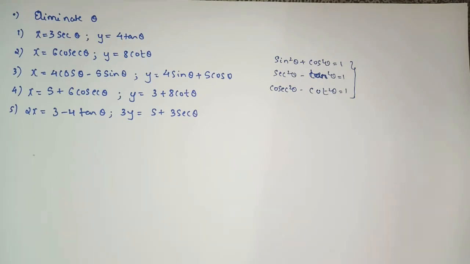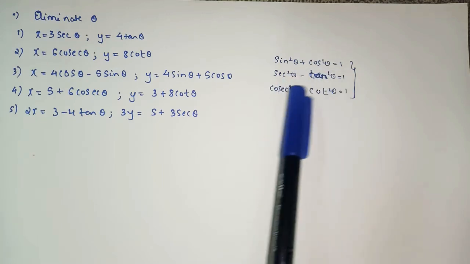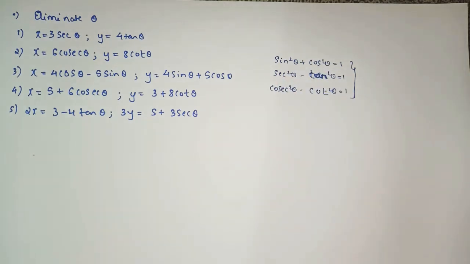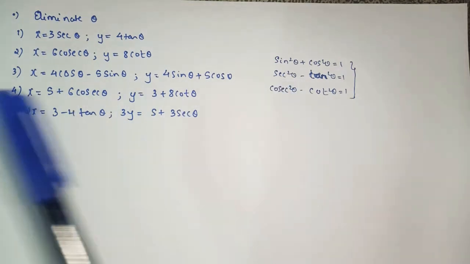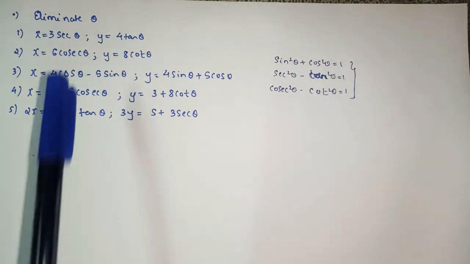So simply you will apply the formula, substitute the value of sin, cos, sec, tan, cosec, cot. You will get the answer, where you will see that in the final answer theta will not be there. So in simple language, eliminate theta means you have to eliminate the theta part in the final answer. Theta should not be there in the final answer. Okay, that's it.